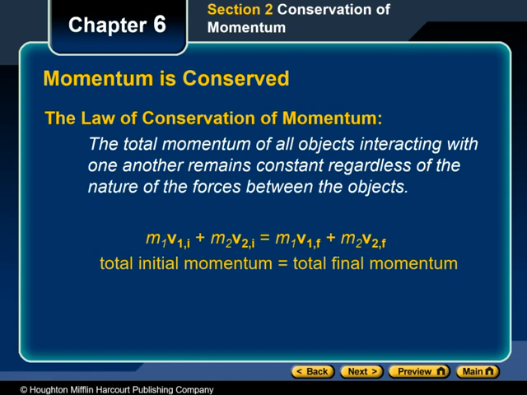For an isolated system, the law of conservation of momentum can be stated as follows. The total momentum of all objects interacting with one another remains constant, regardless of the nature of the forces between the objects.